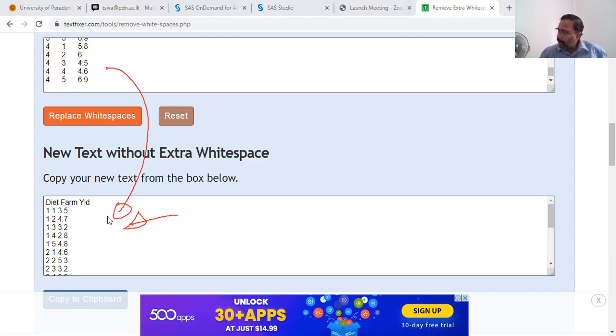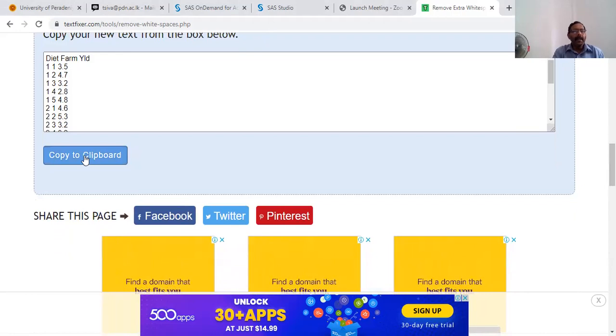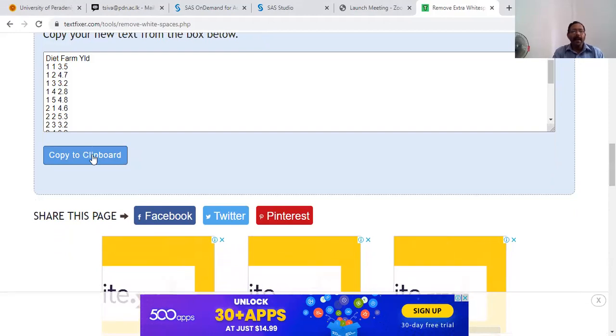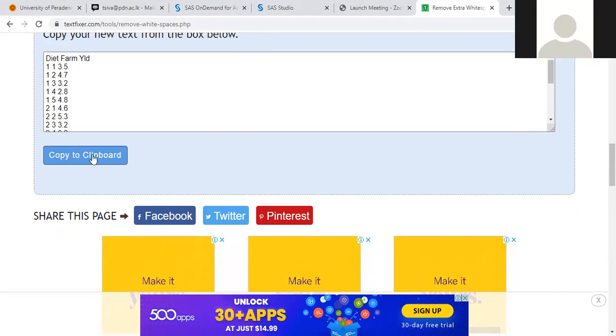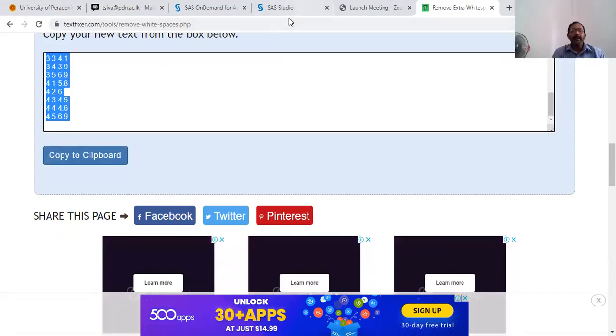So now I'm going to copy this. For the copying, you go a little further. You see, copy the clipboard. I'm going to copy this. Is it okay with everyone? Yes, sir. Right, I have copied. Now it is copied.